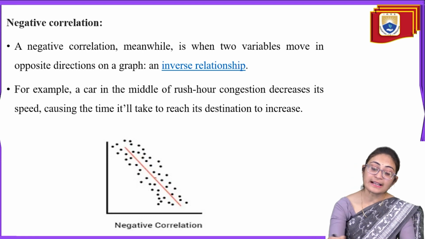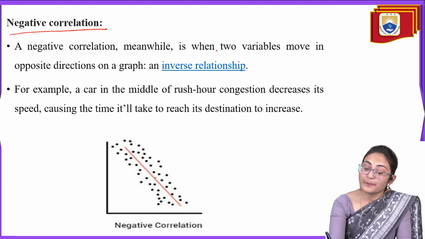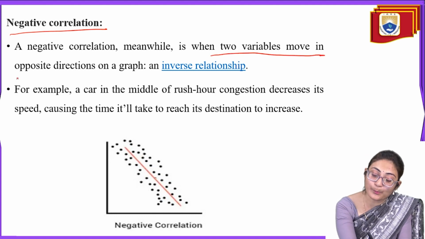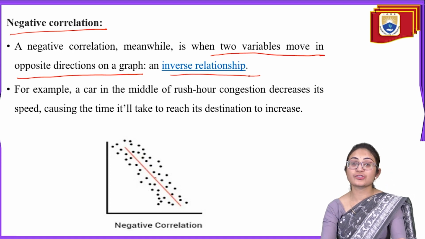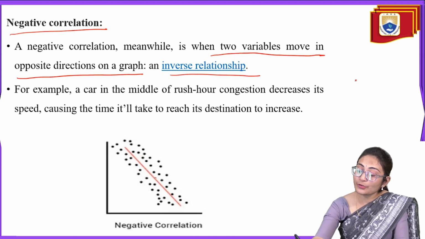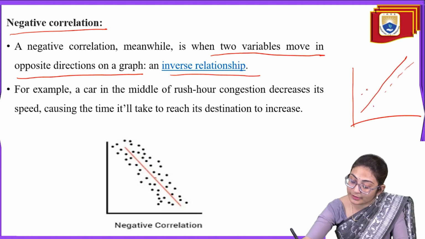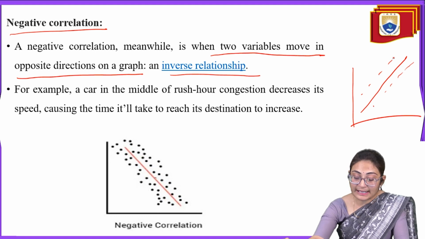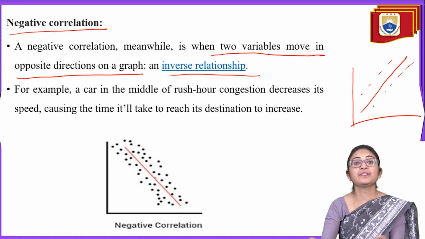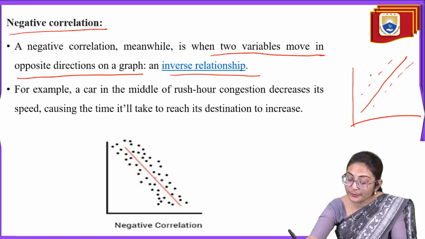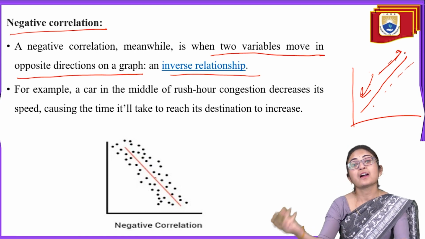After that, there is a negative correlation. The negative correlation means when two variables move in opposite directions on a graph, we can say it is an inverse relationship. In positive correlation, all variables are moving in one direction. But in negative correlation, variables will move in the opposite direction. That means some variables will move downward, some variables will move upward.